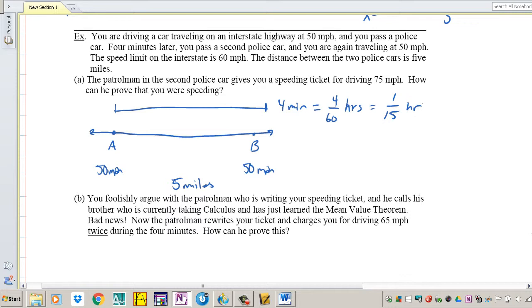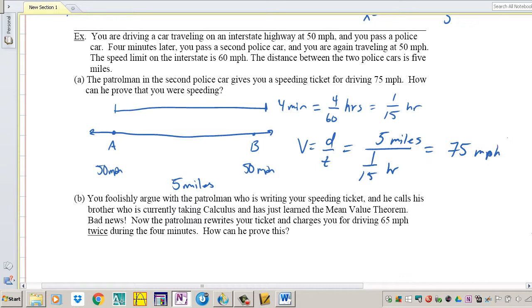Well, how do you find your speed over 4 minutes? You take the average of how much you traveled over the time. Remember that speed or velocity is distance over time from your physics class, and distance is 5 miles divided by 1/15 of an hour, which is the same thing as 75 miles per hour. So this cop didn't zap you.